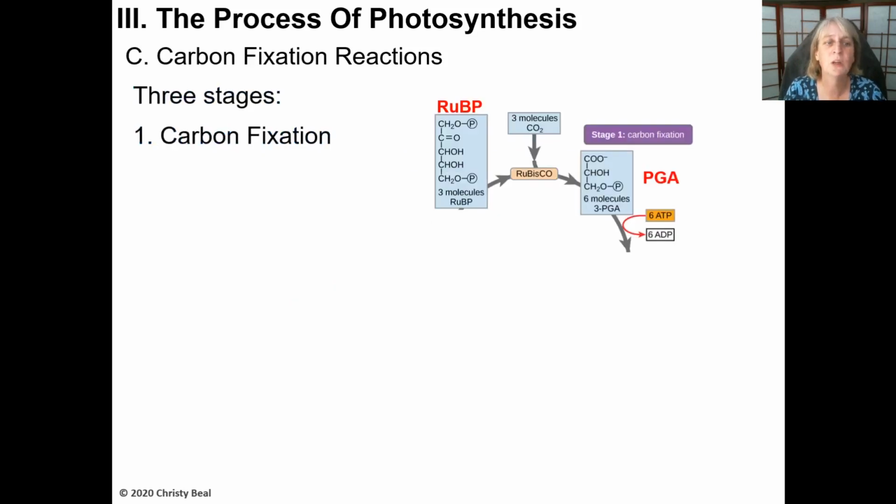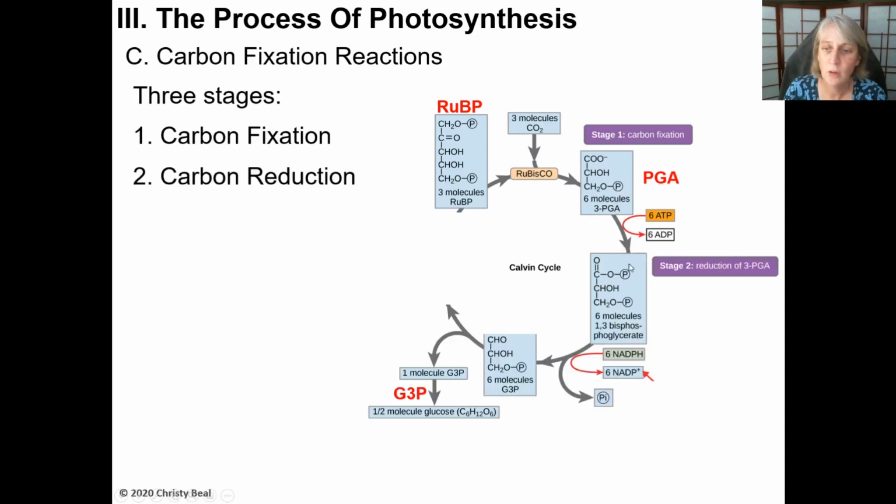Now we're really just going to break this wheel into 3 big parts. The carbon fixation part, where we're going to take carbon dioxide and fix it into an organic molecule. The carbon reduction part, that's where we take our organic molecule from part 1 and continue to add more electrons.